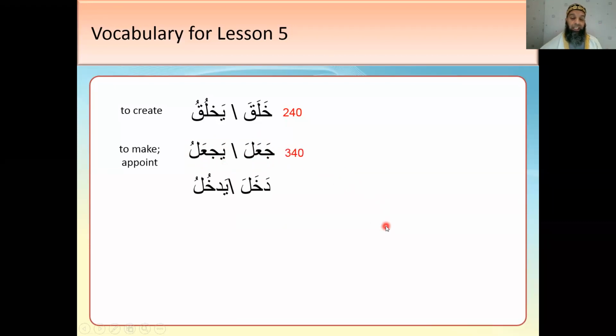340. Next one, dakhala, and this is an Urdu word as well, so is khalaqa, I think. Dakhala. What does dakhala mean? You say dakhil into something. Good. So dakhala means he entered. And yadkhulu, he enters. So it's the verb for to enter.